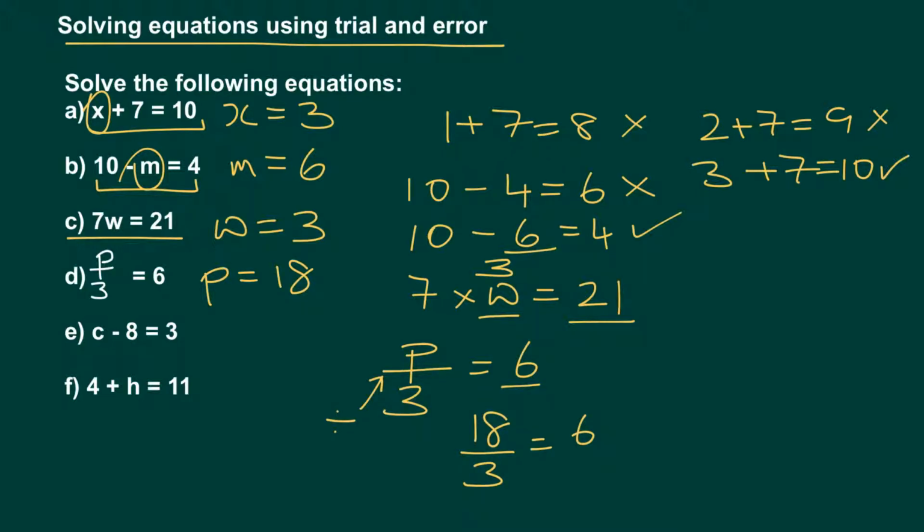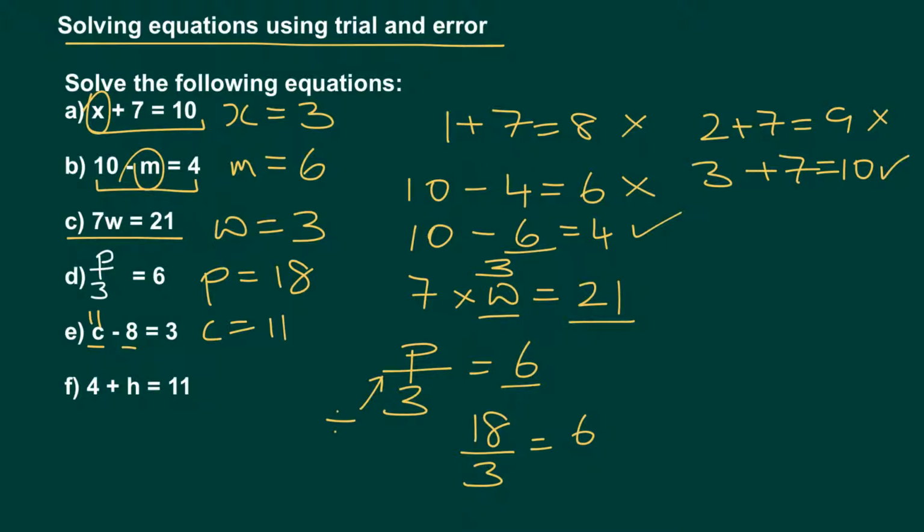Next question says C minus 8 is equal to 3. So a number minus 8 will give me 3. So think about what numbers, when minus 8, will give me 3. 8 minus 8 will give me 0. 10 minus 8 will give me 2. 11 minus 8, on the other hand, will give me the number 3.